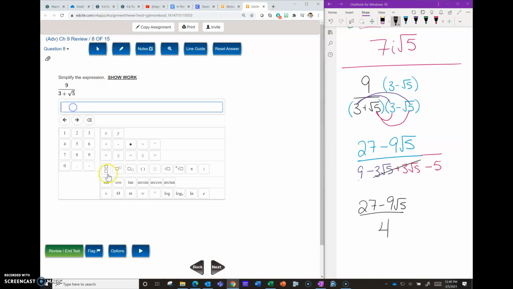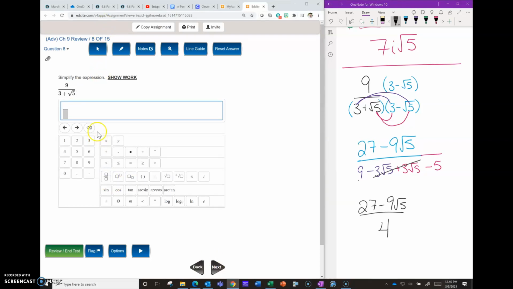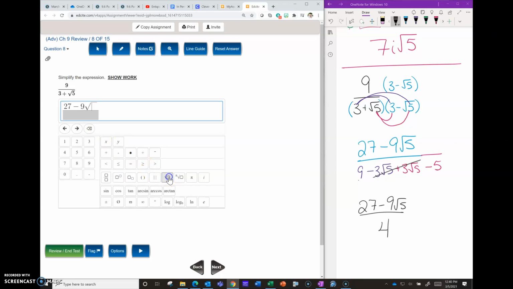To enter this in here, you're going to want to use your fraction button first, and then enter the top, 27 minus 9 square root of 5. On the bottom, 4.